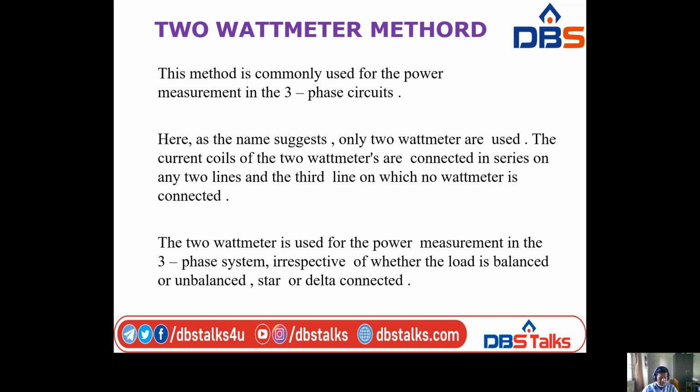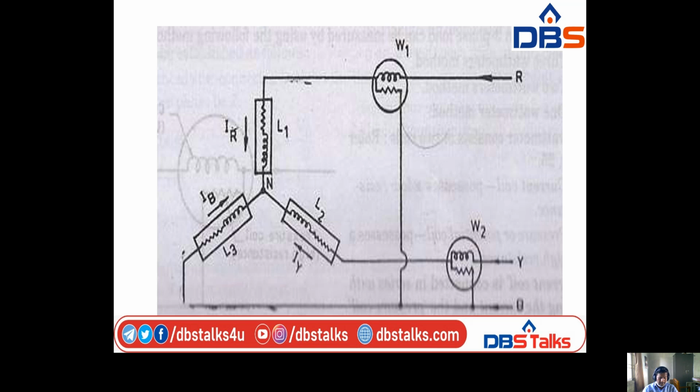In this section, we will show that 2 wattmeters are sufficient to measure the total power in a 3-phase system if they are connected as shown in the figure. Look at the figure clearly. To measure the total power, we have to connect only 2 wattmeters. So let us consider a 3-phase star connected load with impedances ZR, ZY, ZB, and the 2 wattmeters are connected to measure the total power.